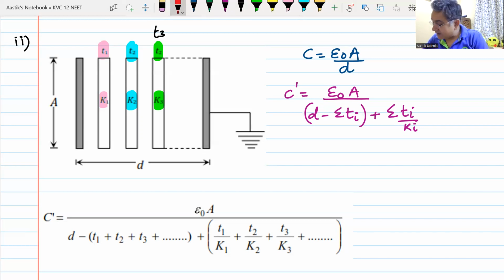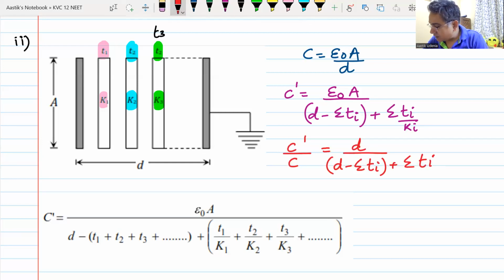Okay. Similarly, I can now find the ratio of C dash by C, and C dash by C will be equal to D upon D minus summation of Ti plus summation of Ti by Ki.